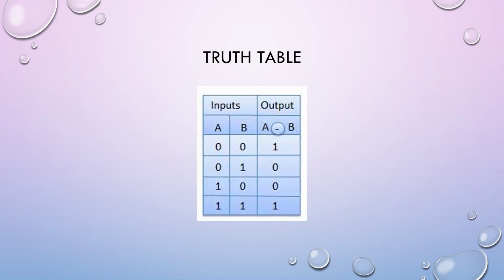The truth table shows that when both the inputs are of low, the output is high. When both the inputs are of high level, the output is still high. When one input is high, the output will be 0.